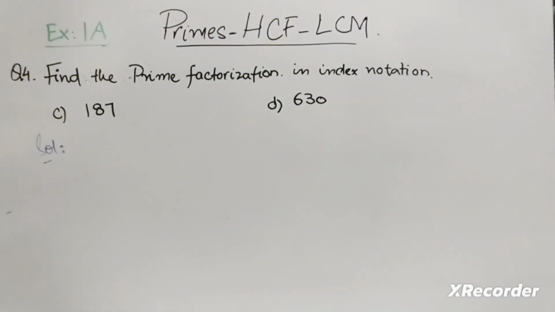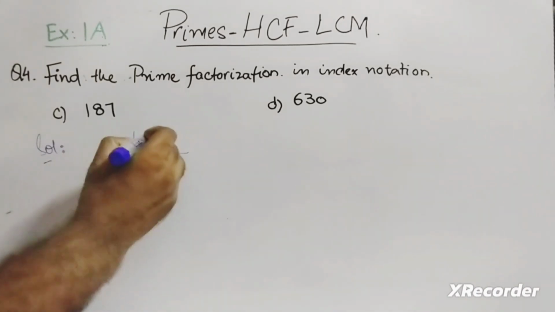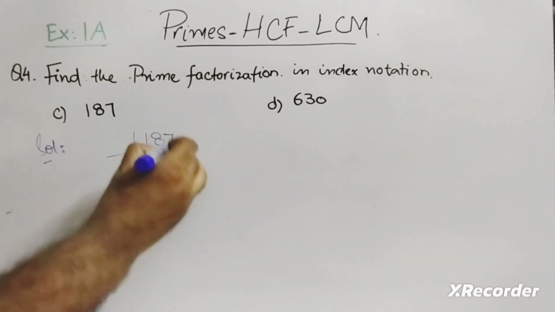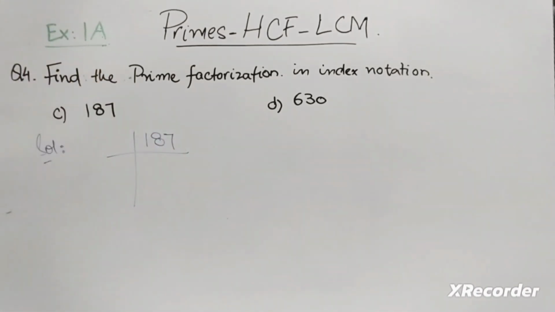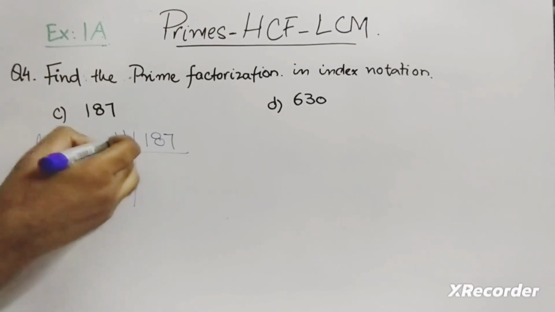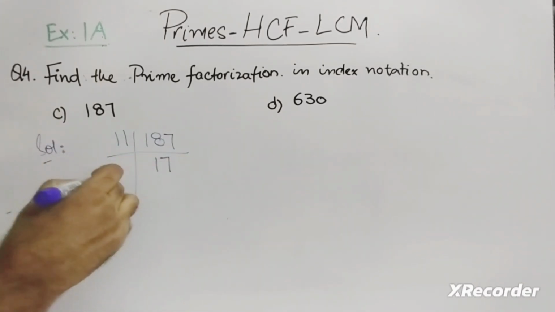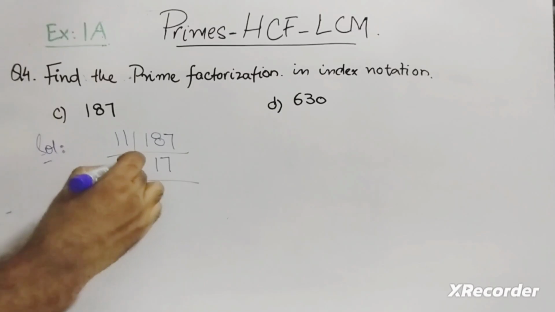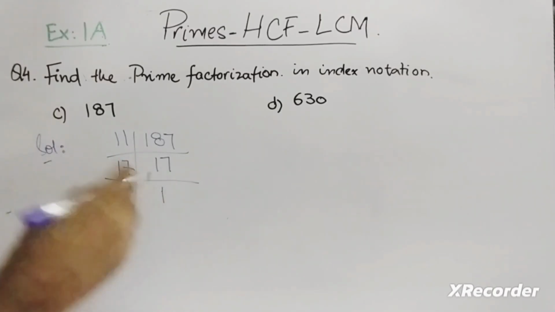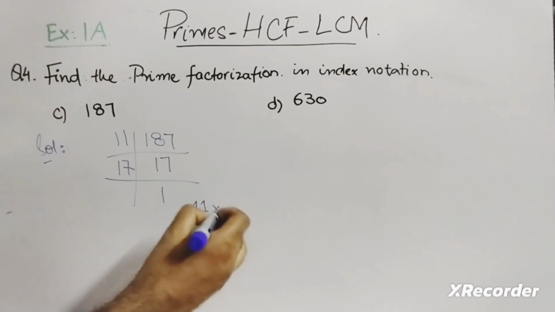Now part C is 187. So we take the LCM of 187. So 187 comes in the table of 11, and 17 times 11 is 187 and 17 times 1 is 17. So its answer will be 11 multiplied with 17.